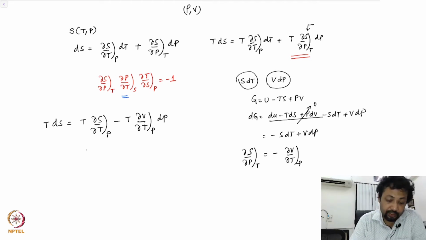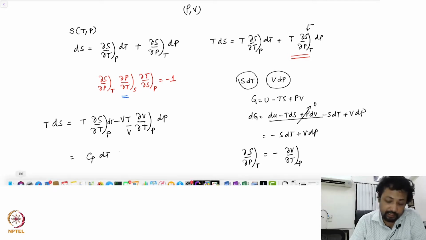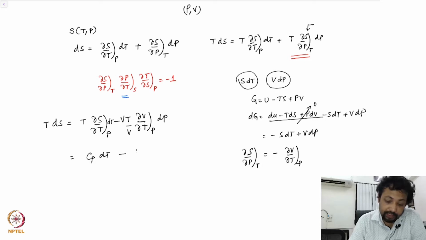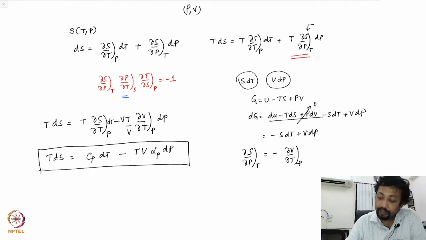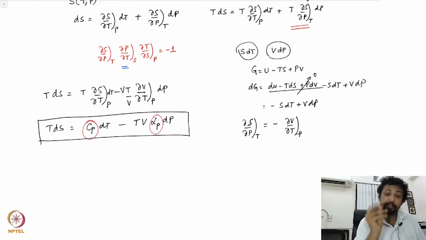So one can divide by volume here and bring a volume on top to give you Cp. Sorry, there is a dT here. T del S del T is Cp dT minus T V alpha P dP. So your first law is completely written down in terms of material parameters.